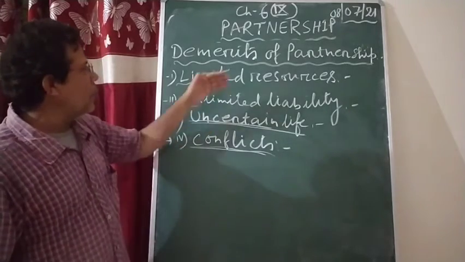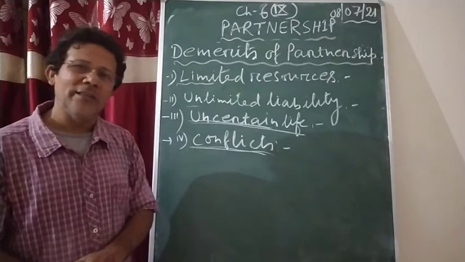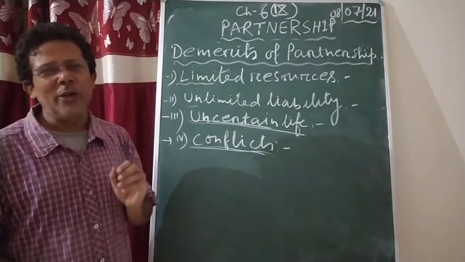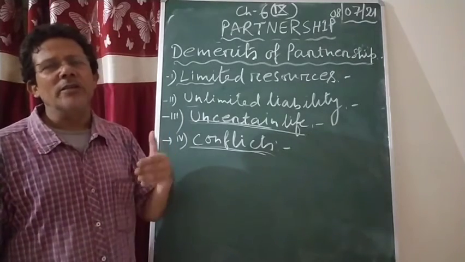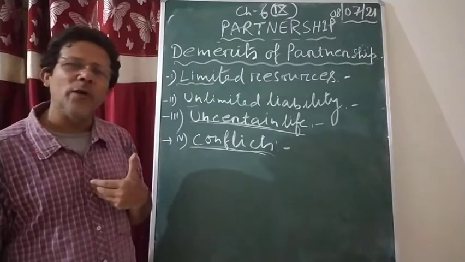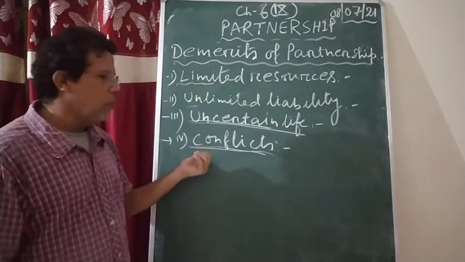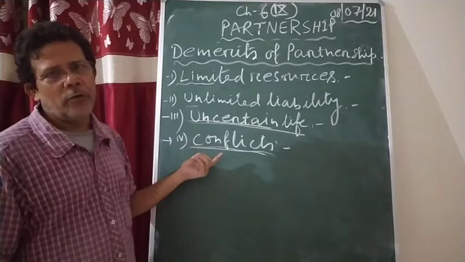This is what I discussed in today's class. I hope I made it clear to you. In the next class, I'm going to discuss the remaining three or four demerits. So today, up to four demerits of partnership. I hope I made it clear to you.